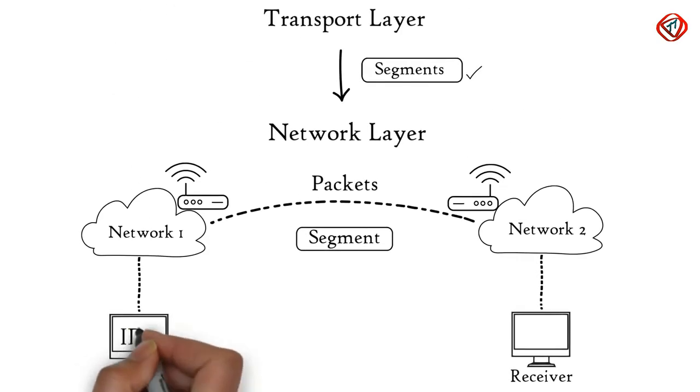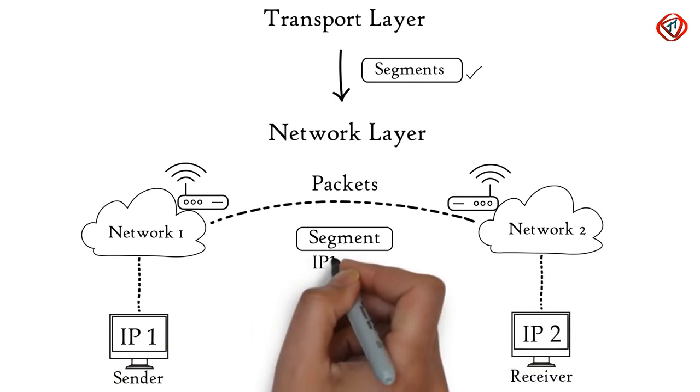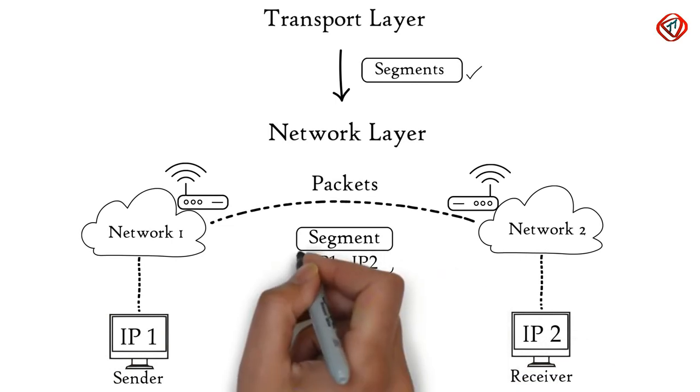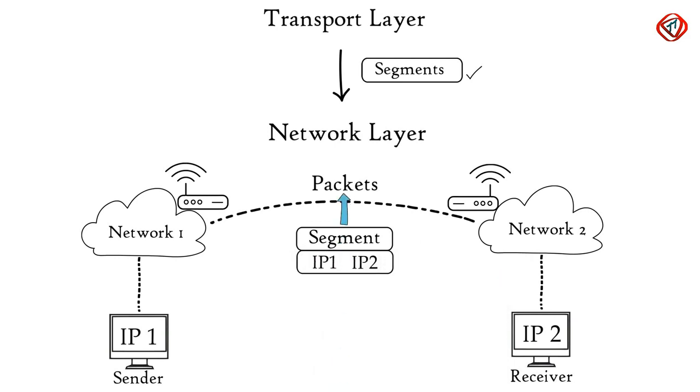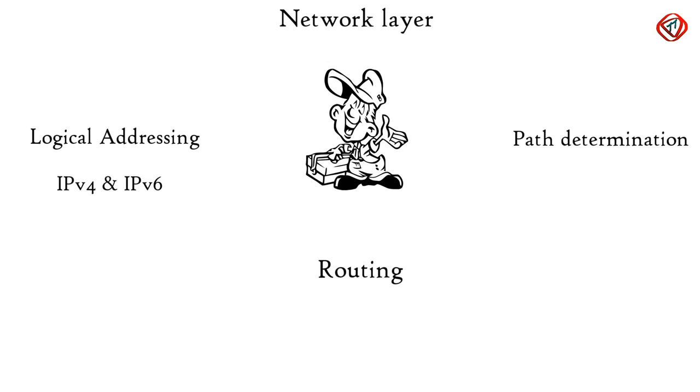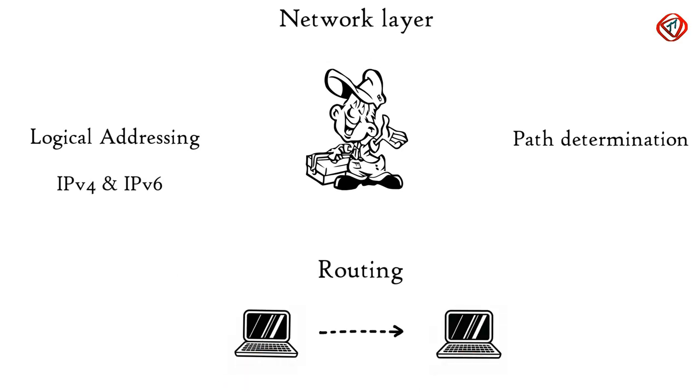Every computer in a network has a unique IP address. Network layer assigns sender and receiver's IP address to each segment to form an IP packet. IP addresses are assigned to ensure that each data packet can reach the correct destination. Routing is a method of moving a data packet from source to destination, and it is based on the logical address format of IPv4 or IPv6.